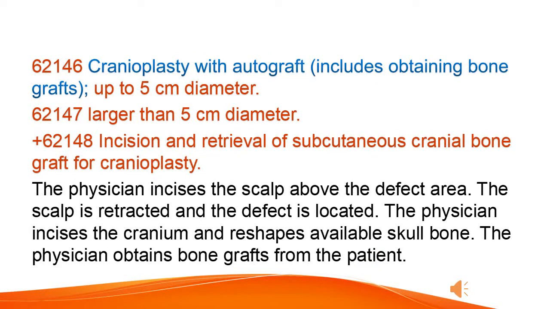Cranioplasty with autograft includes obtaining bone grafts, up to 5 cm diameter. Larger than 5 cm diameter. Incision and retrieval of subcutaneous cranial bone graft for cranioplasty. The physician incises the scalp above the defect area. The scalp is retracted and the defect is located. The physician incises the cranium and reshapes available skull bone. The physician obtains bone grafts from the patient.